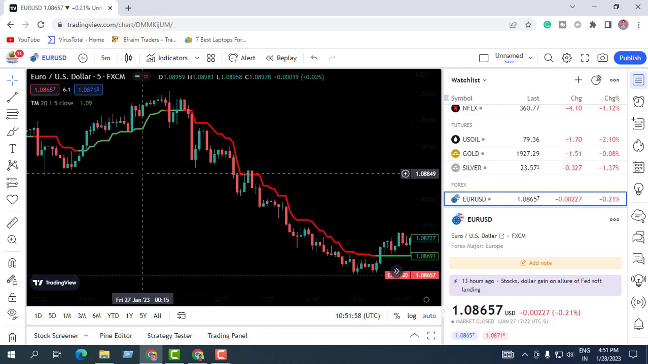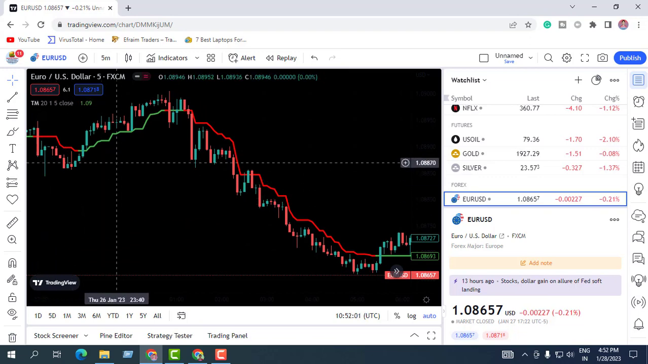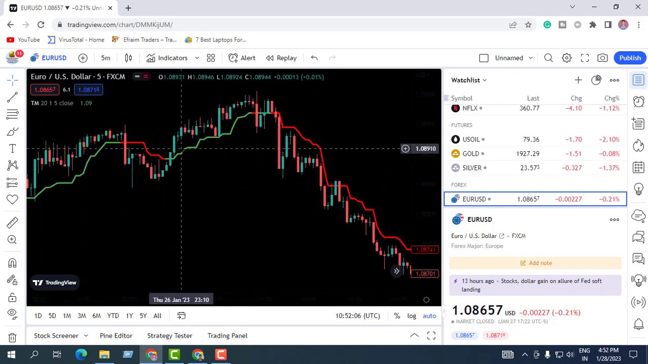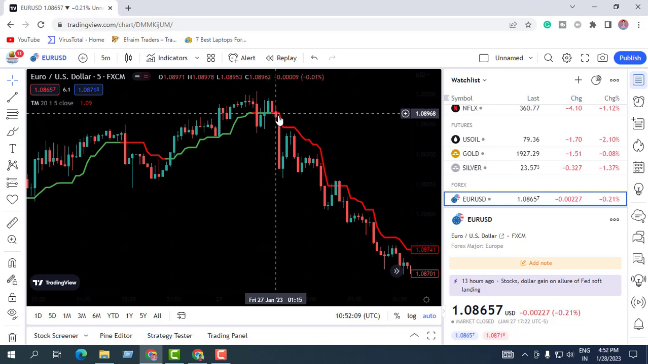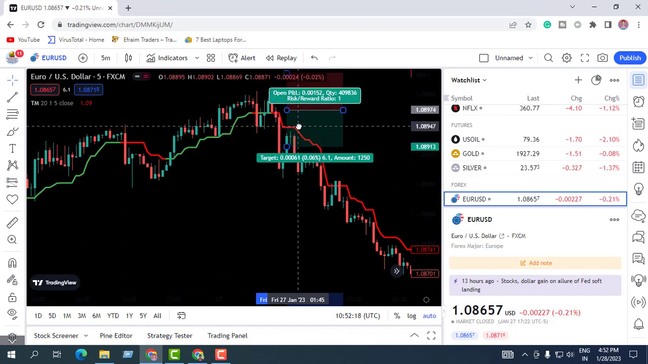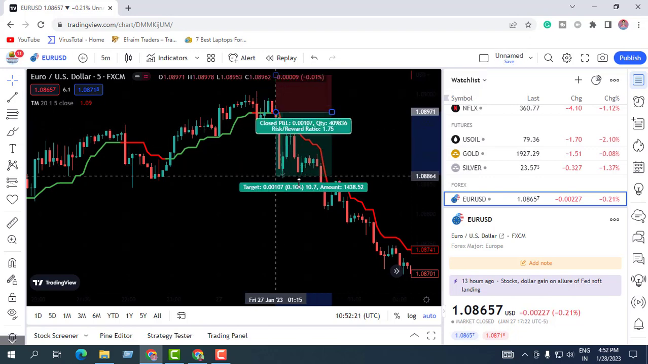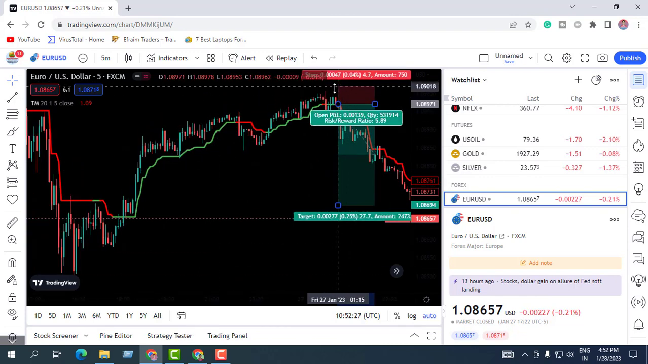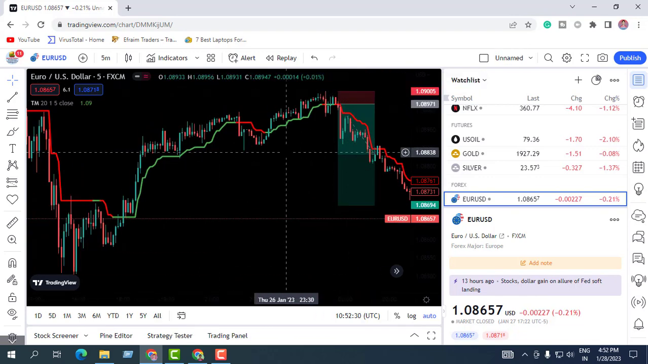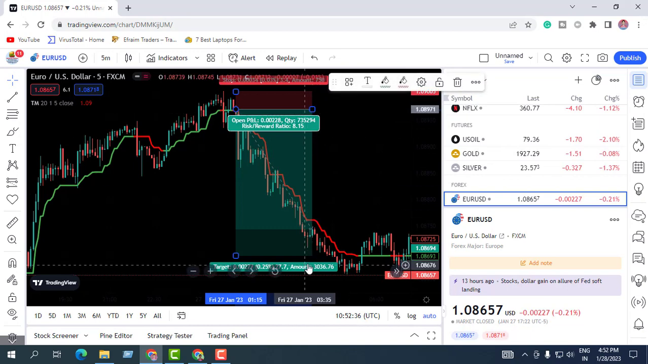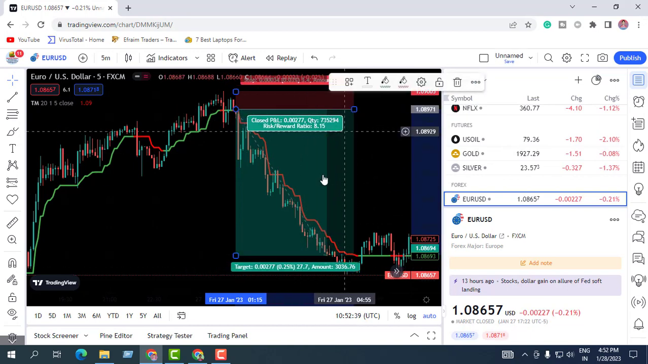Okay, and how to set the stop loss and how to set your target. Here the market is running and the trend line is red. You can set your short position here, and your stop loss is above the high. Then you get your profit. Okay, very good indicator.